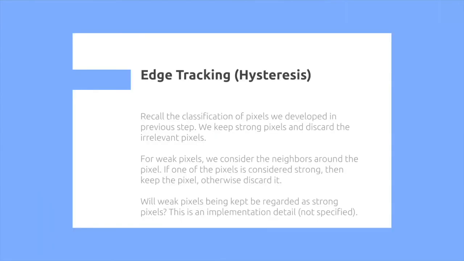For this step, we're going to recall the classification of pixels we developed in the previous step. We keep all the strong pixels the way they are and discard the irrelevant pixels just as before. But for weak pixels, we consider the neighbors around the pixel. If one of them is considered strong, then we keep the pixel, otherwise we discard it.